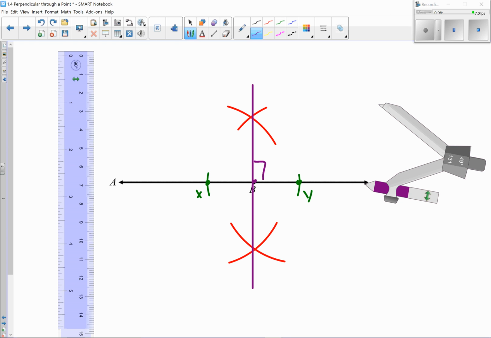So again, this is just an alternate version of the same process as we did earlier, except in this case, the point is actually on the line segment and not floating above or below it like in the previous example. So take this opportunity to pause the video and try this on your own in your notes.